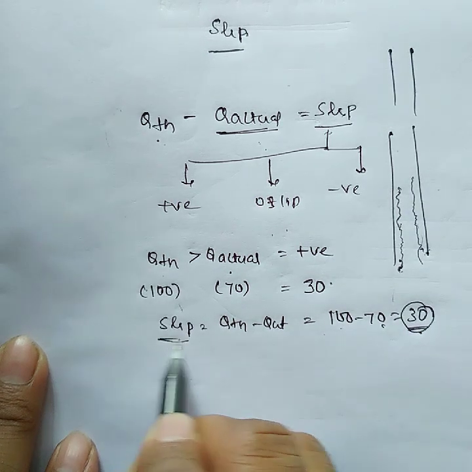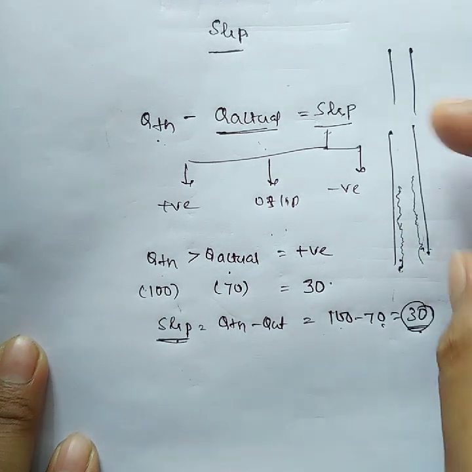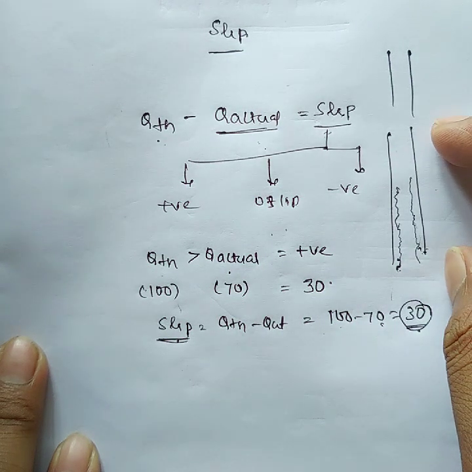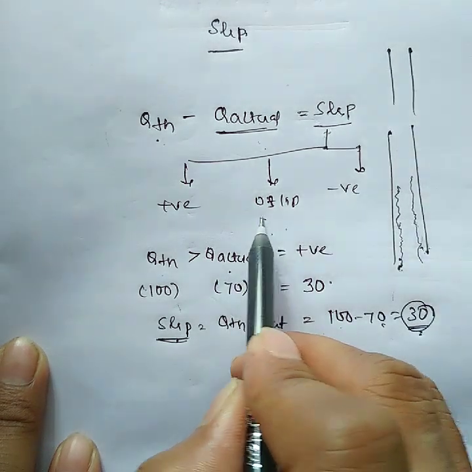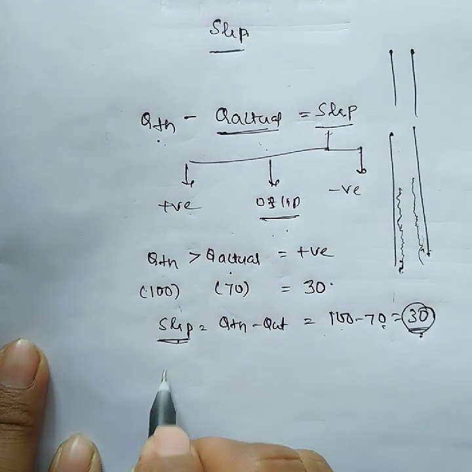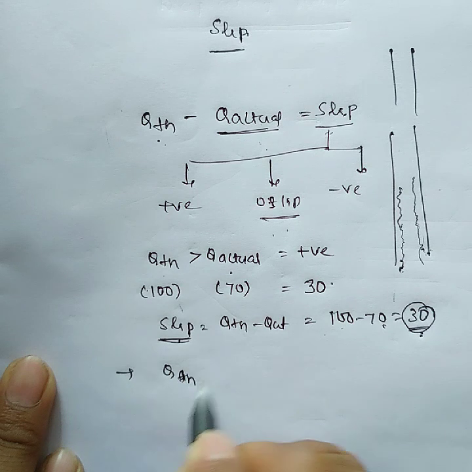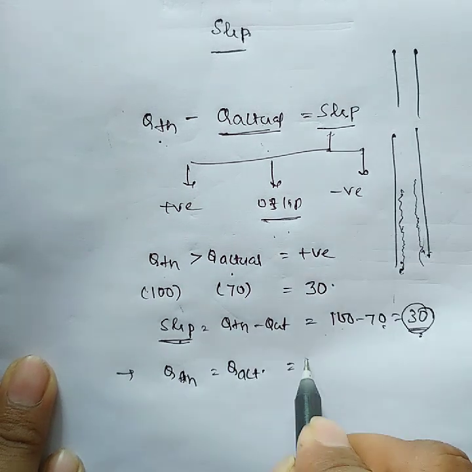A positive slip comes when there is a high suction head and a high discharge head, that is, when the heads are very high. At that time you will get a positive slip. And a zero slip is when Q theoretical becomes equal to Q actual. At that time it will be a zero slip.